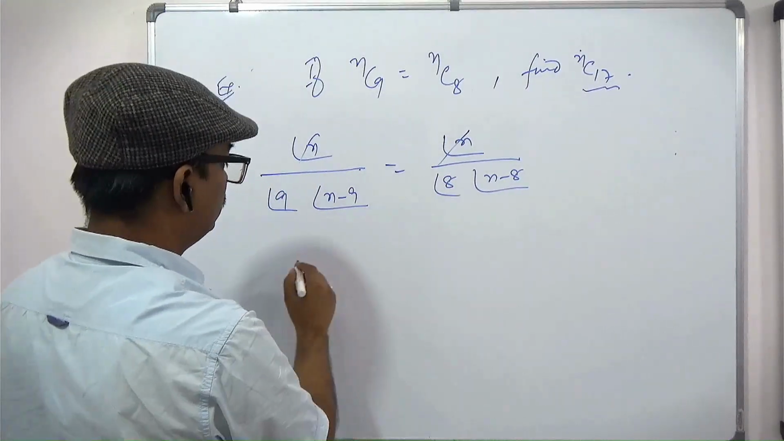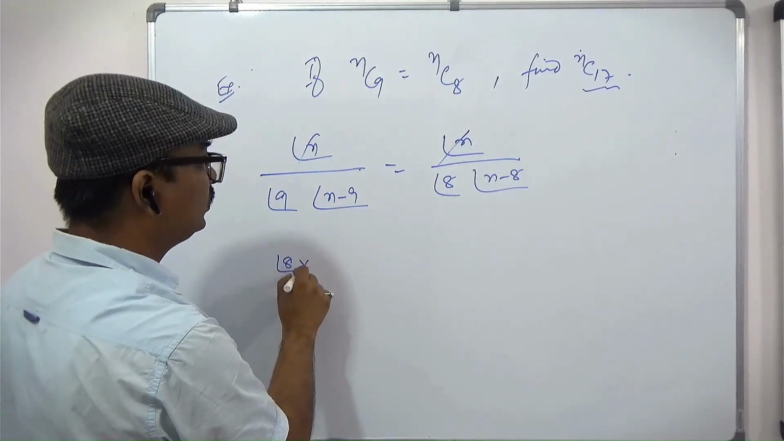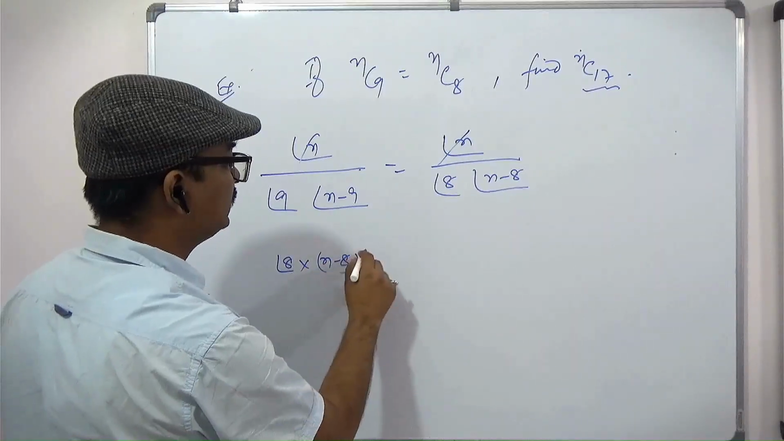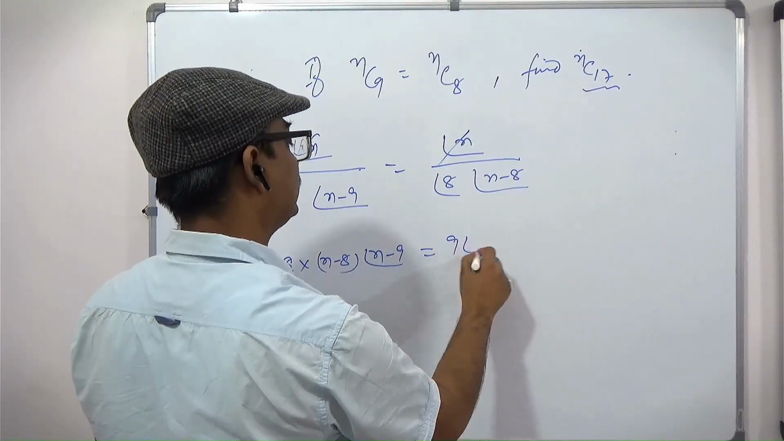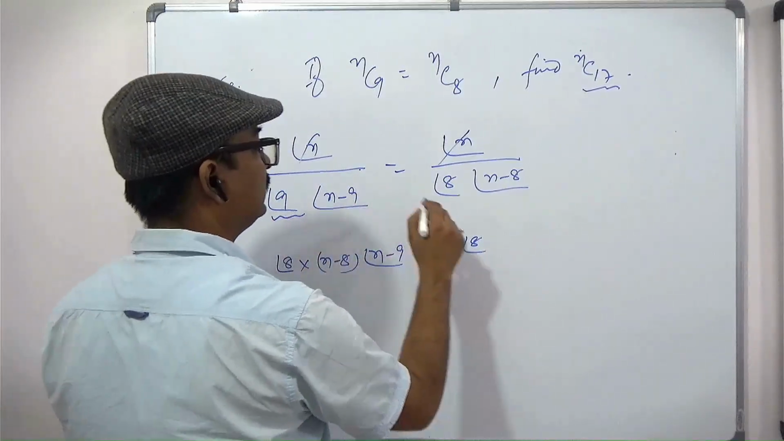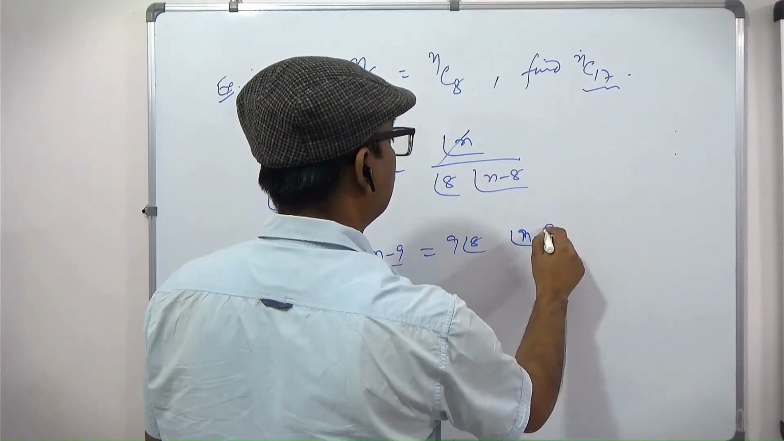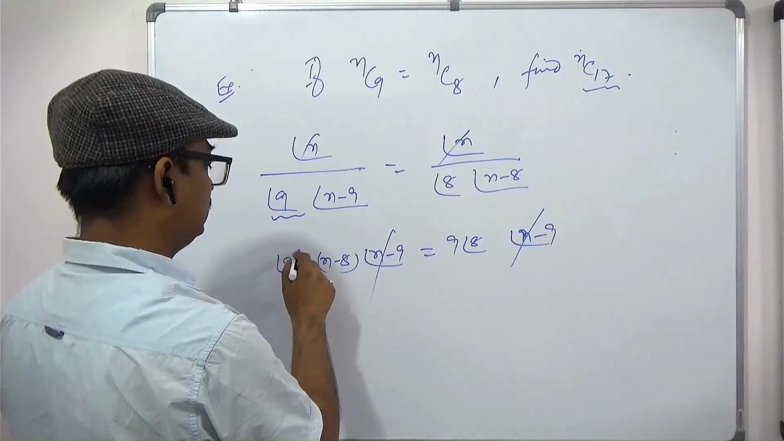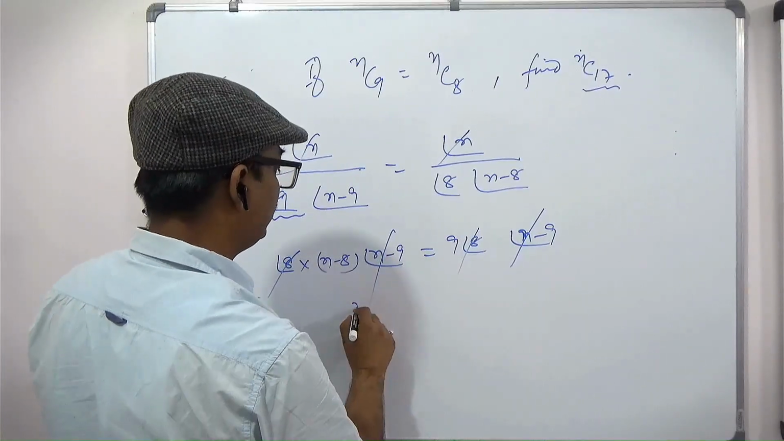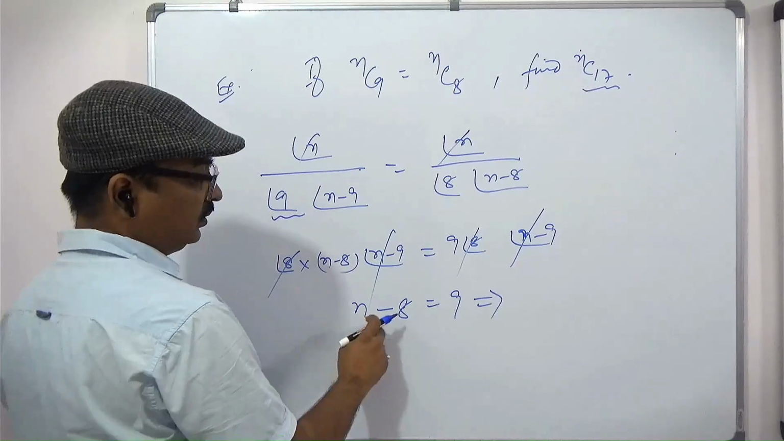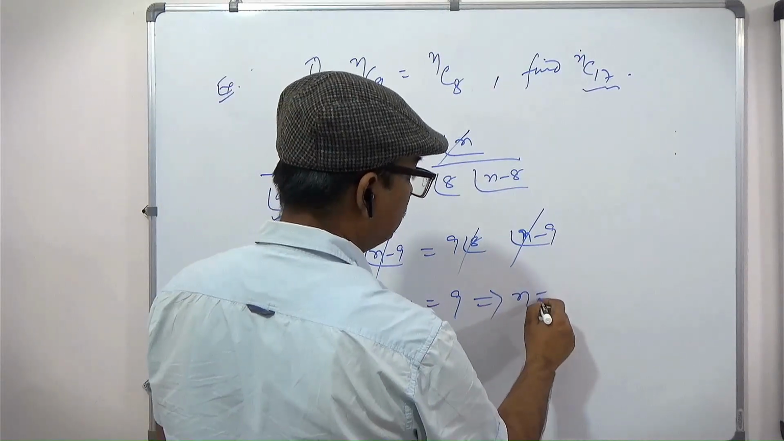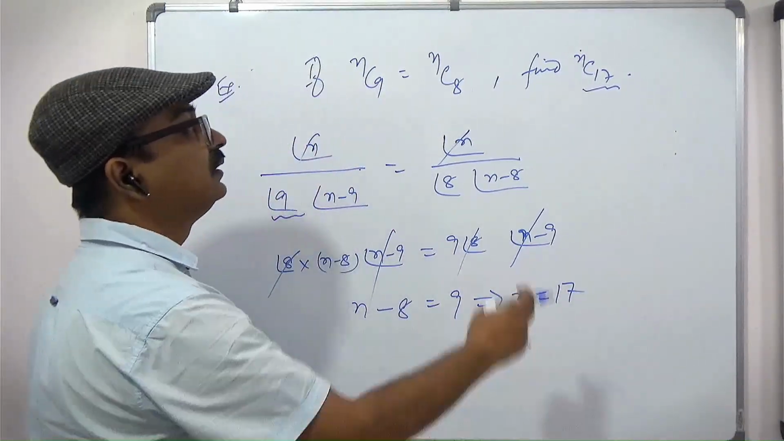We take this thing here, this thing there. So this side will be factorial 8 into n minus 8 factorial, out of this, then we have n minus 9. And this side, factorial 9, factorial 8, and this is factorial n minus 9. This cancels. This cancels this. So we have n minus 8 equal to 9. This implies n is equal to 9 plus 8, 17. So n is equal to 17.